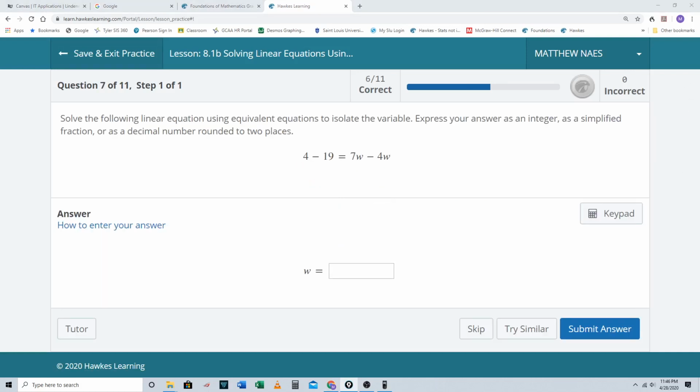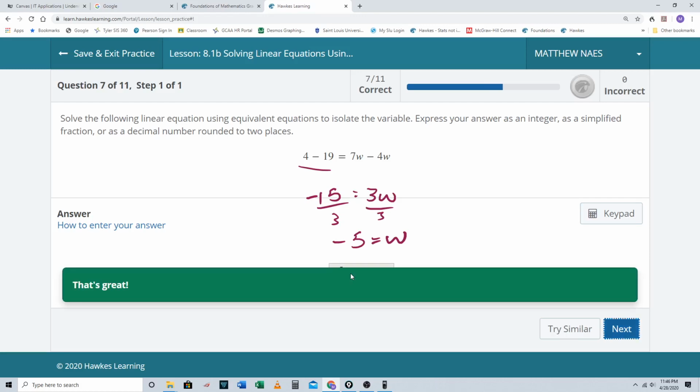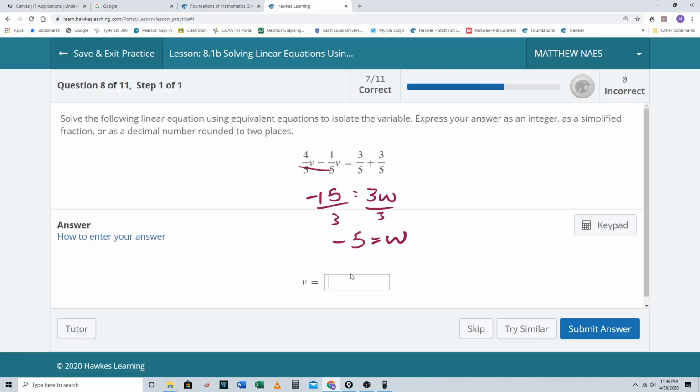Same thing. Simplify both sides. 4 minus 19 is negative 15. 7 minus 4 is 3w. Divide by 3. Divide by 3, negative 5 is equal to w. Fraction. Now again, feel free to use your calculator to do all the heavy lifting on this.